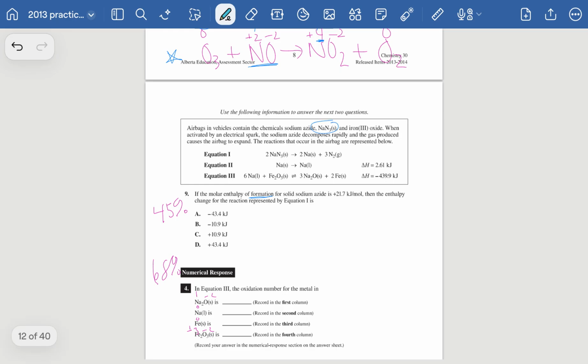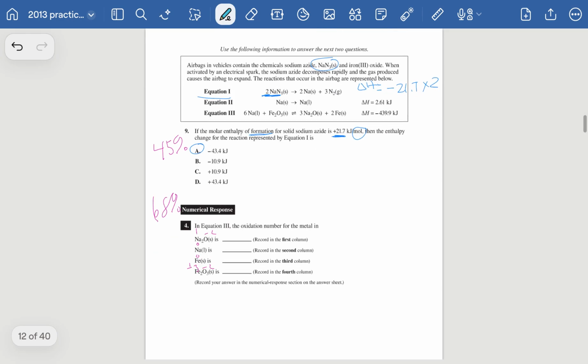Now, when you do look at equation 1, when we're looking at this reaction, we want to see that the sodium azide is decomposing. So if we write this in, delta H of our reaction is going to be the opposite of formation. So this is going to be negative 21.7. And then asking for the enthalpy of the reaction, the other part, is that this is per mole. Our equation is representing 2 moles being decomposed, so we need to multiply this by 2. So flip the sign, multiply it by 2, and you'll see your answer is A.